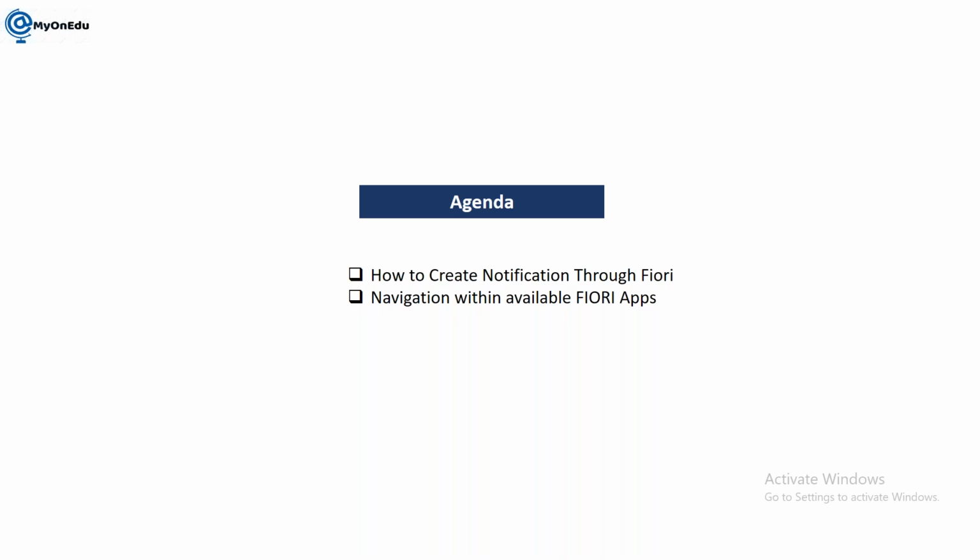So here my agenda is to explain how you can create a notification through FIORI, and then we'll understand the navigation within the available FIORI apps, especially for the notification. First of all, I'll show you the available functional location hierarchy which we created in the last session. In this session, with reference to that functional location, I'll create one notification in FIORI. That will be the step here. So let me open my system.